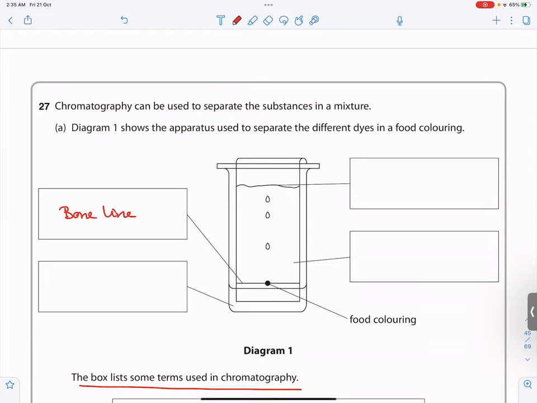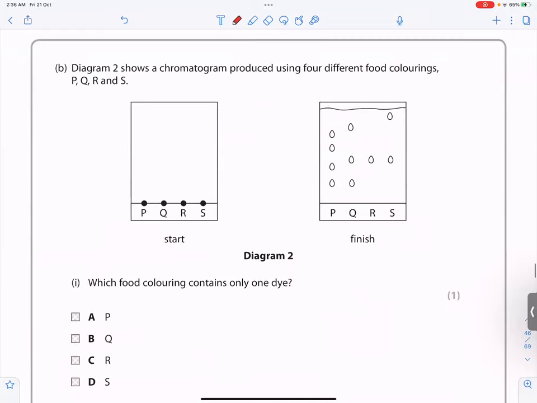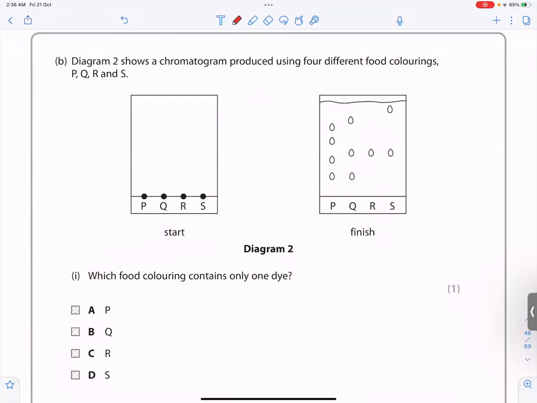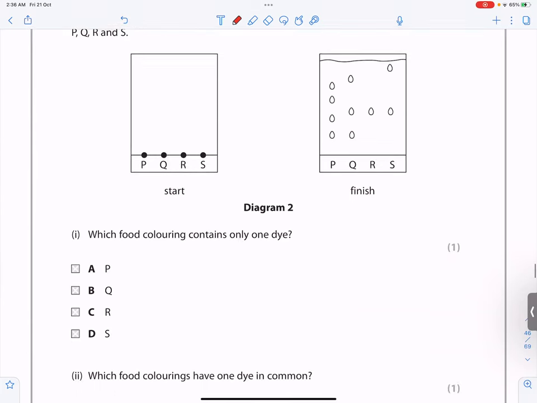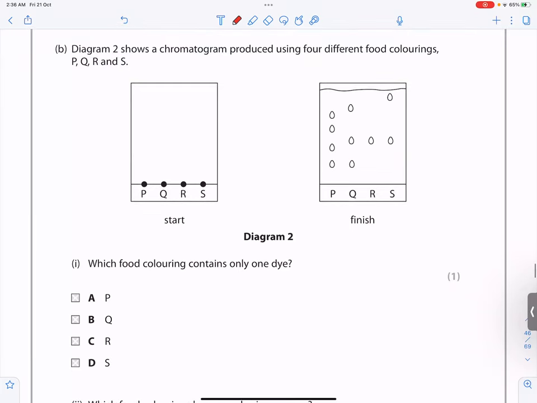Then the bottom left is the solvent. Then the top right is the solvent front. And the bottom right is the chromatography paper. Diagram 2 shows a chromatogram produced using four different food colorings. (i) Which food coloring contains only one dye?